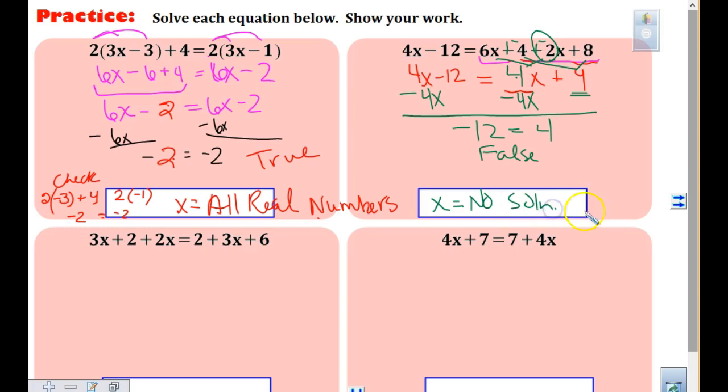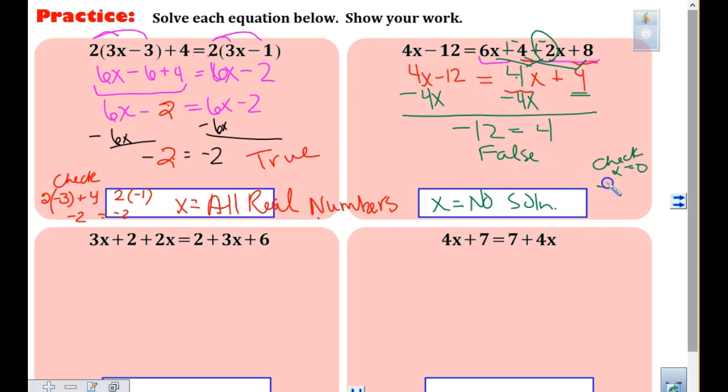Oh, I don't think I did it right. Juliana, what's the number you want to check? Easy number. 0. If I check 0, x equals 0, it has to make it either true or false. So I go back up here. 4 times 0?